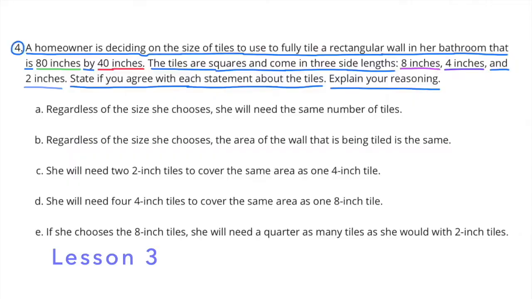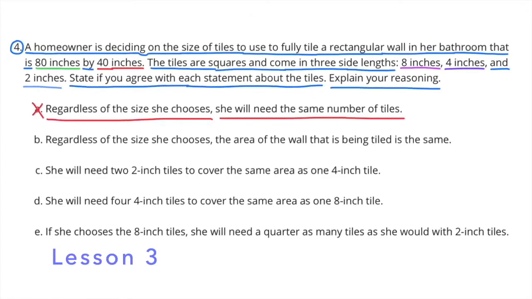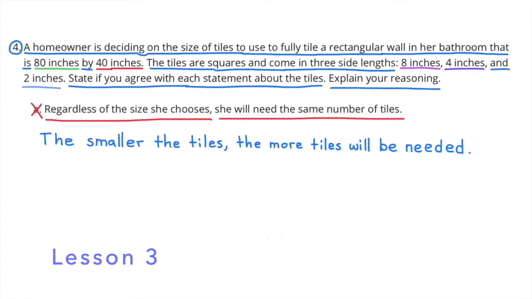Number 4. A homeowner is deciding on the size of tiles to use to fully tile a rectangular wall in her bathroom that is 80 inches by 40 inches. The tiles are squares and come in 3 side lengths, 8 inches, 4 inches, and 2 inches. State if you agree with each statement about the tiles. Explain your reasoning. I do not agree with A, because the smaller the tiles, the more tiles will be needed.